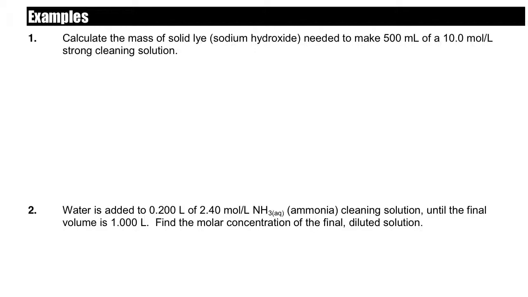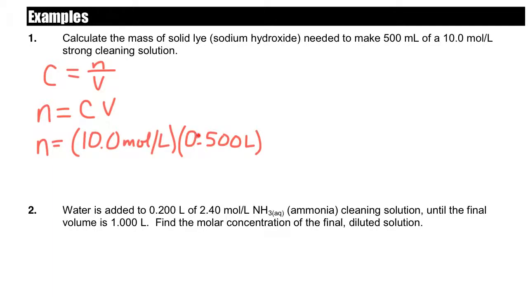If we're dealing with a concentration, let's start with our molar concentration formula, C equals n over V. I know the concentration, and I know the volume, so that means I can solve for number of moles. Do your algebra, rearrange: n equals C times V. Plug in my numbers, and don't forget, change your volume to liters. And now we just do the math. So we need 5 moles of sodium hydroxide.